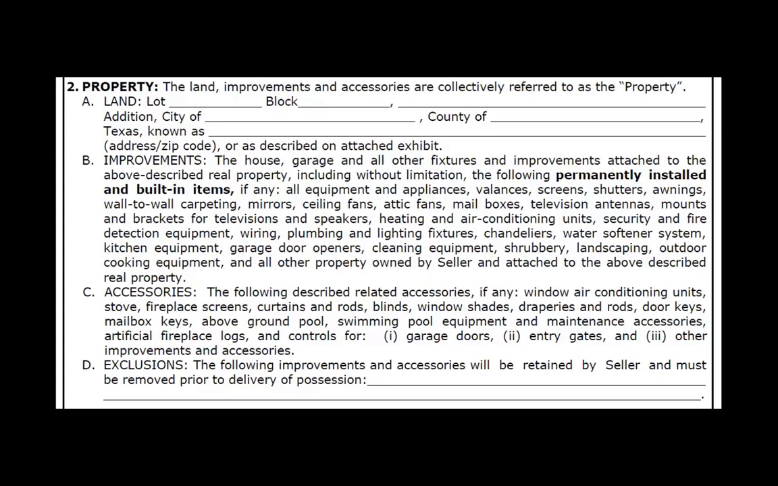If there are, then you'd want to list those out here. Items that are commonly listed are things such as rose bushes. I've had several clients want to keep their rose bushes. Surround sound speakers, the curtains and draperies, the window treatments, that sort of thing. Those are items that you would include in the exclusions if the seller wanted to retain them.